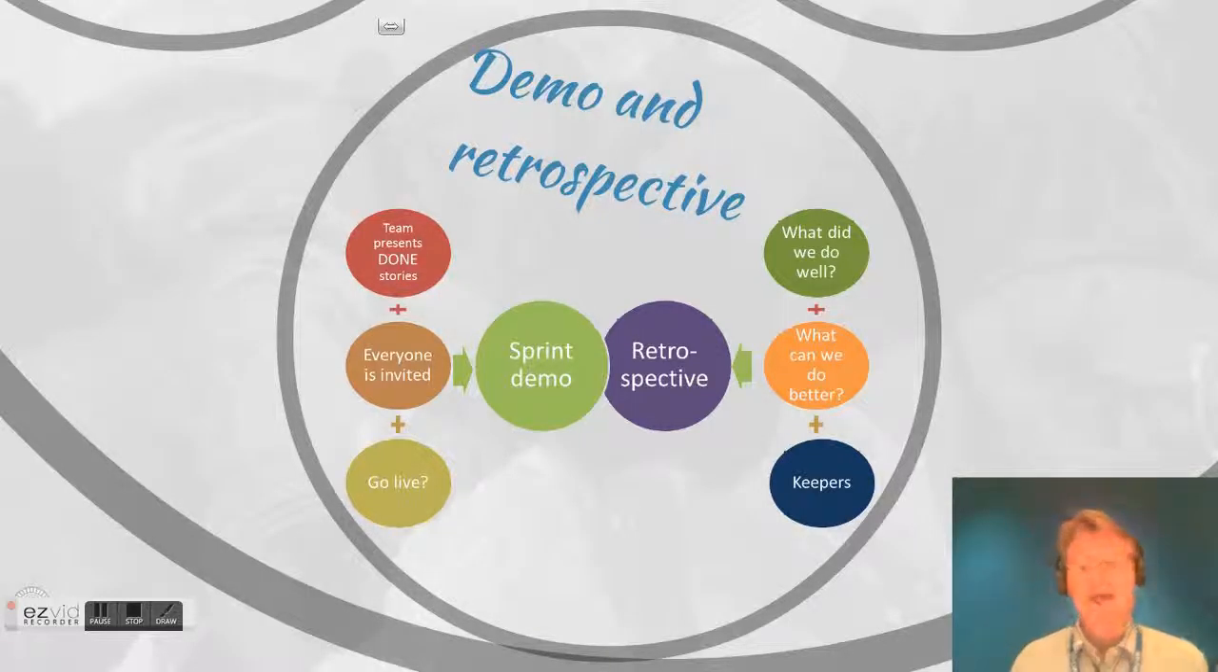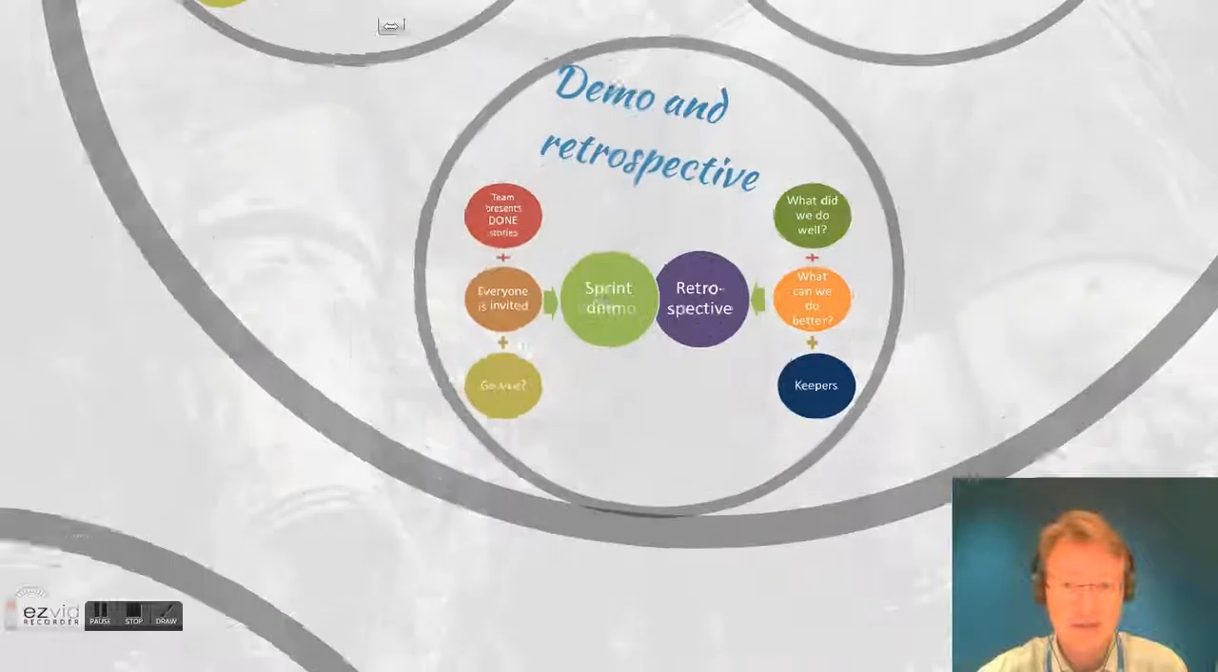After that, the team does a retrospective, where they go through what did we do well, what could we have done better, and what should we keep doing, or what should we improve for the next sprint, so you continuously become better and better all the time, and you don't keep doing the same mistakes.